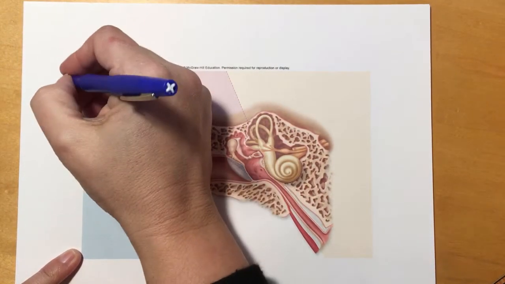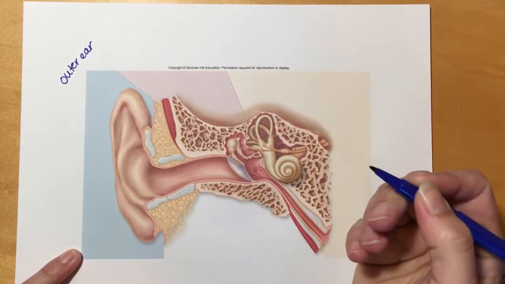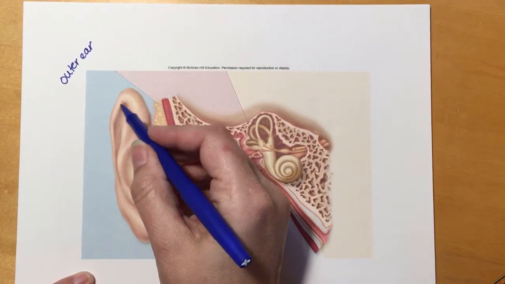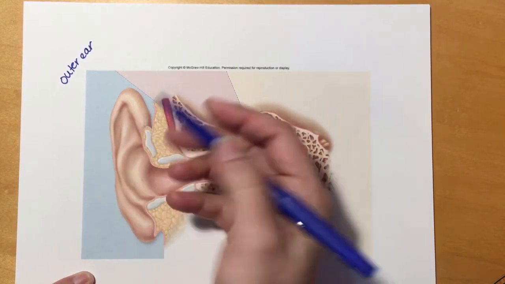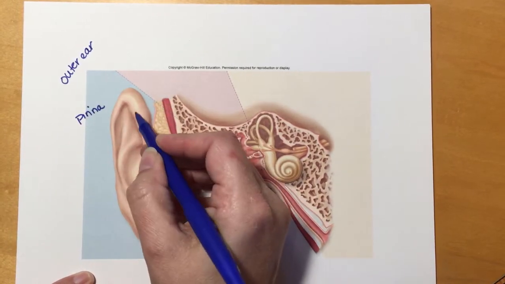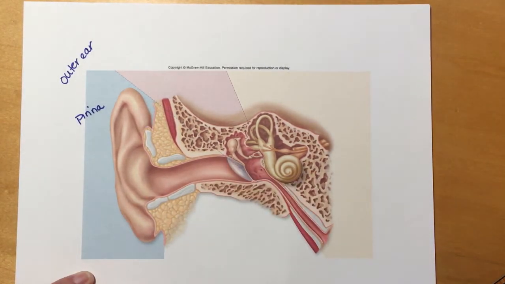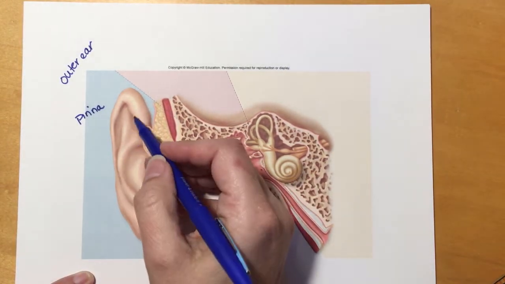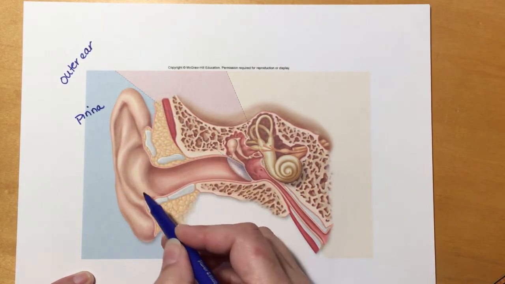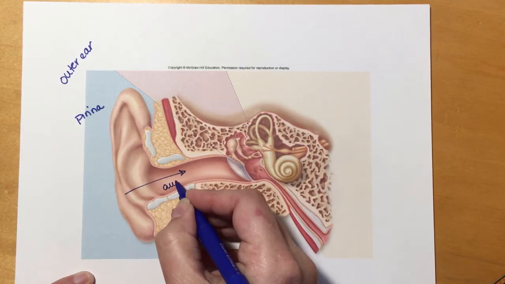The outside area is the outer ear. And it has just two structures that you have to worry about. The first one is called the pinna, and that's the part that you think of when you think of someone's ear. It has a series of sort of swirls and whorls in it that are made from the cartilage of the ear. And the job of the pinna is actually to funnel sound waves into the auditory canal.